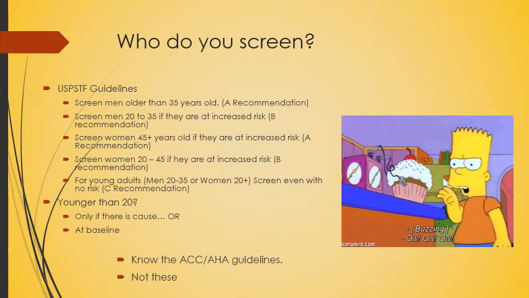There are more granular guidelines for screening, right? Screen men, and these are the USPSTF guidelines. I don't want you to know these, but there is a reason to show them, these are all based on evidence-based medicine. And you can see they get really specific. Screen men older than 35 years old. Screen men 20 to 35 if they have an increased risk. Screen women 45, right? There's all these different things. Younger than 20, only if there are increased risk factors or just to get a baseline.